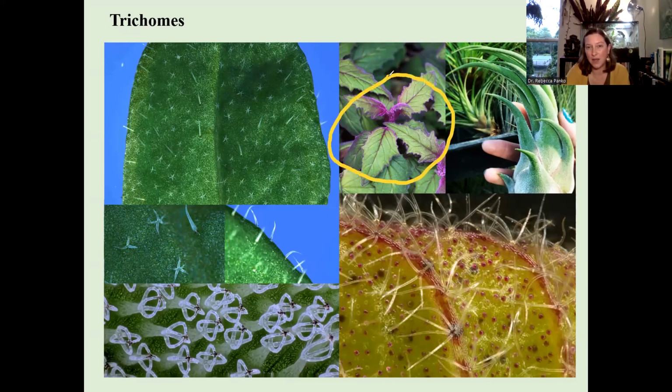This is a pretty common houseplant that's sold. The purple color you see is from purple hairs. And if you were to touch that plant, it would feel kind of like velvet. Likewise, if you've ever bought an air plant at the store, it will come with a lot of fuzz on it.